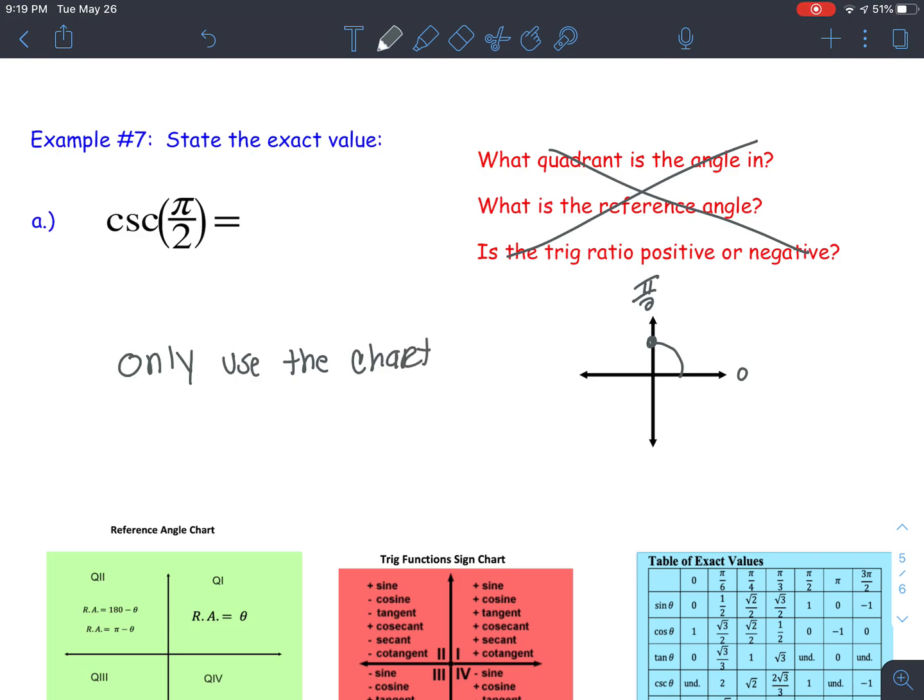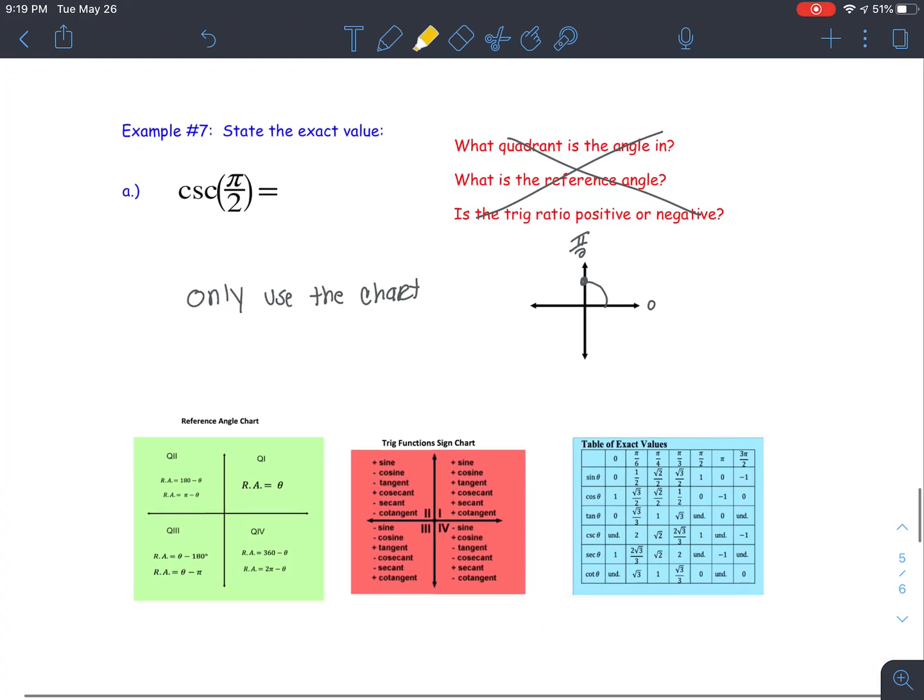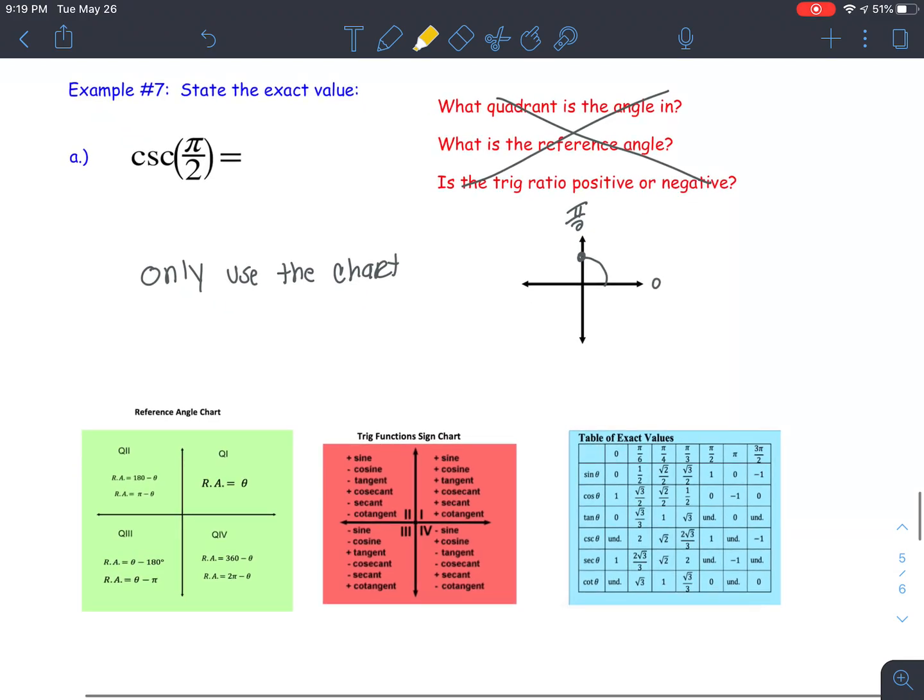So I'm going to go to my chart. I'm going to look for cosecant of pi over 2. And my answer here is 1.